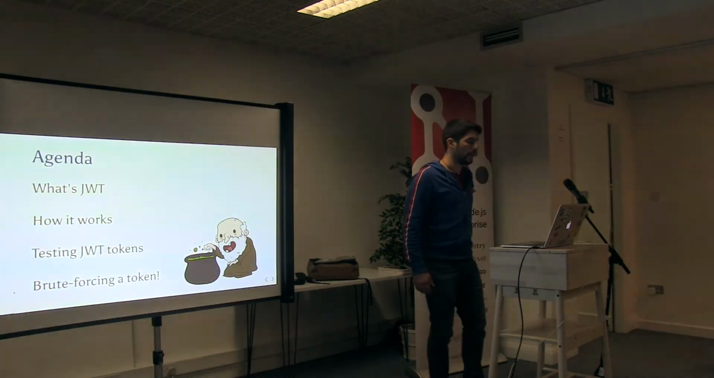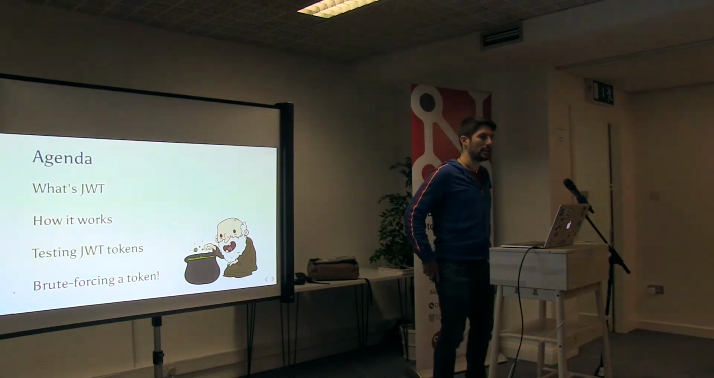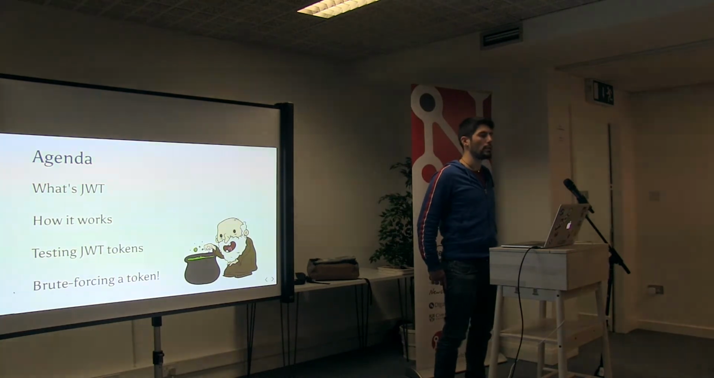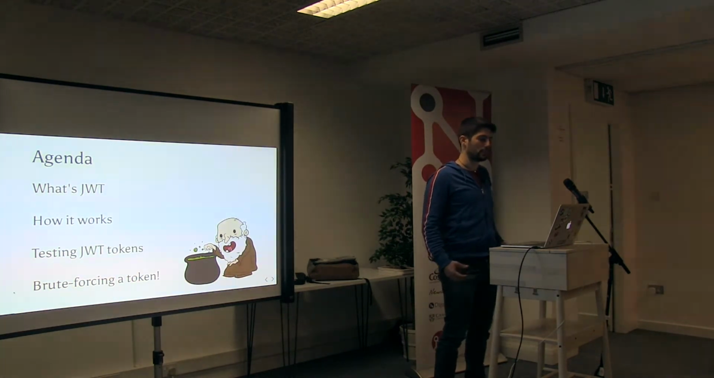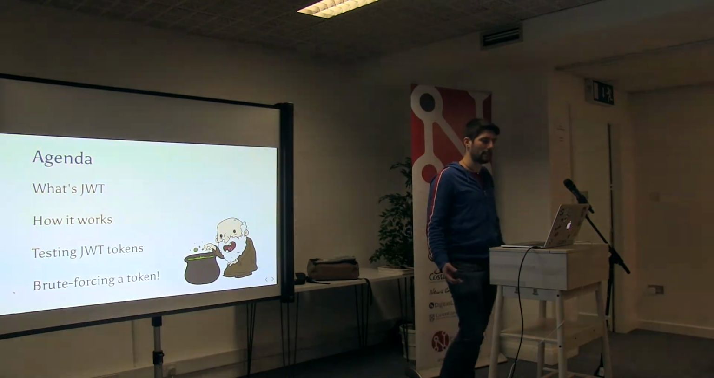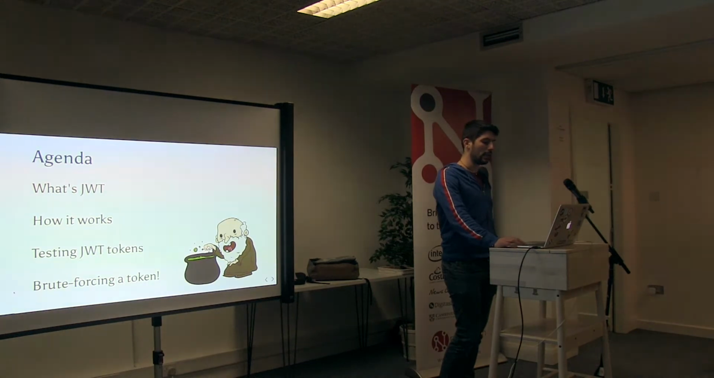So the agenda for today, we're going to see what's the JWT specification, how it works, and then we are going to do some testing and exploring really to try to understand what are the benefits, how we can use them, how we can exploit them. And finally, we are going to try to brute force a token and see how that can be useful.